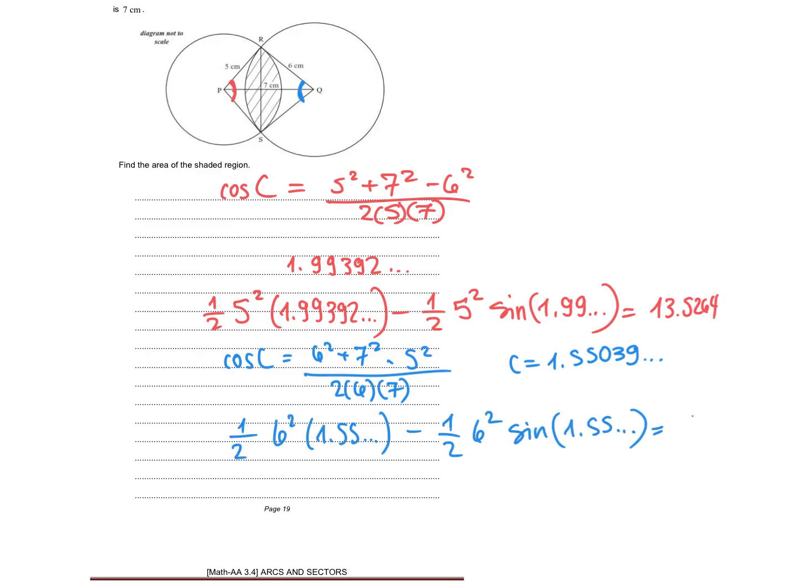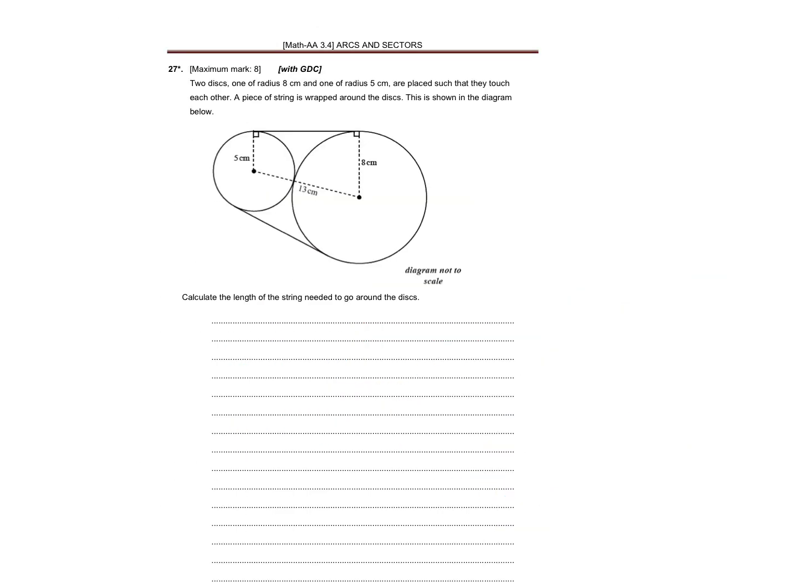So this ends up giving you 9.910 dot dot dot. And when you add this and this together, you get 23.4 centimeters squared. Okay, 27. 2 discs, 1 radius 8, 1 radius 5. They touch each other. A piece of string is wrapped around both discs. So that's this thing on the outside. This is shown. Calculate the length of the string needed to go around the discs.